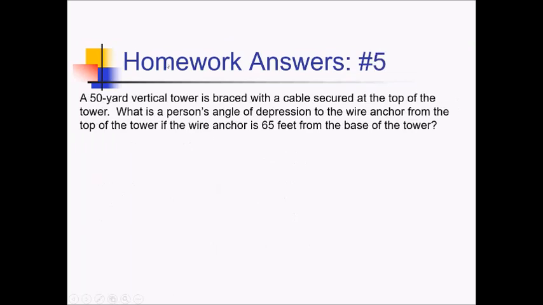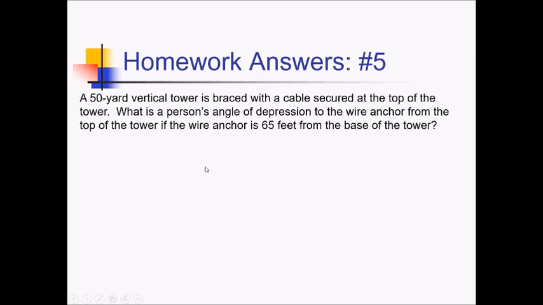For this problem, we have a 50-yard tall vertical tower braced with a cable secured at the top of the tower. We want a person's angle of depression to the wire anchor from the top of the tower if the anchor is 65 feet from the base of the tower. Okay, so we've got an angle of depression. If you're having trouble visualizing this one, at least start with angle of depression.